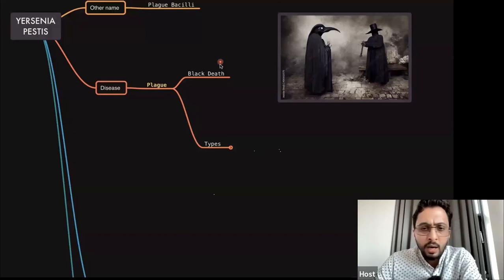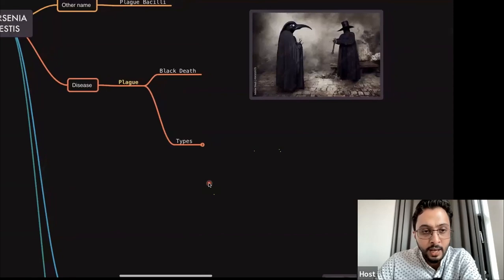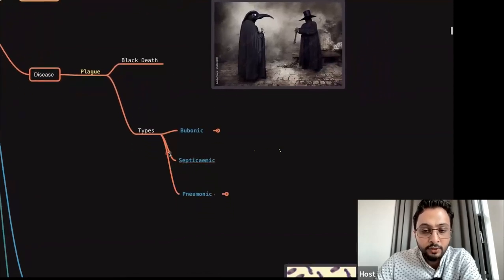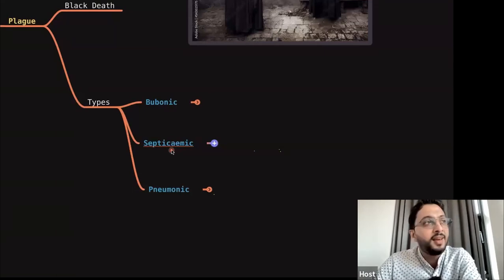I'm not going into too much detail of this, but a few things I want you to note, that is the different types of plague. Different types of plague have been asked as a question. There are three major basic types of plague. One is bubonic, I'll tell you why it's called bubonic. Second is septicemic. Third is pneumonic. Again, these are organisms which can go into the lungs, because they love oxygen, not as much as your Pseudomonas aeruginosa.